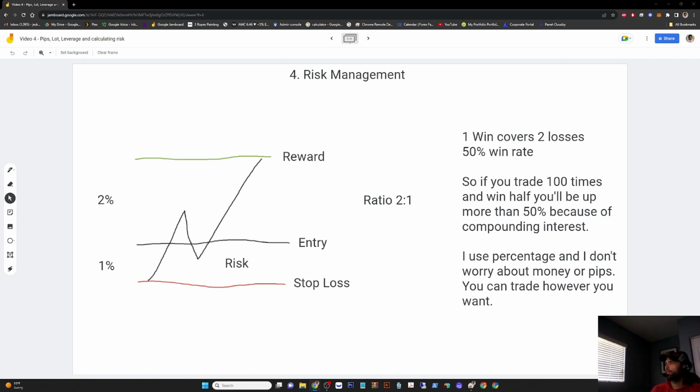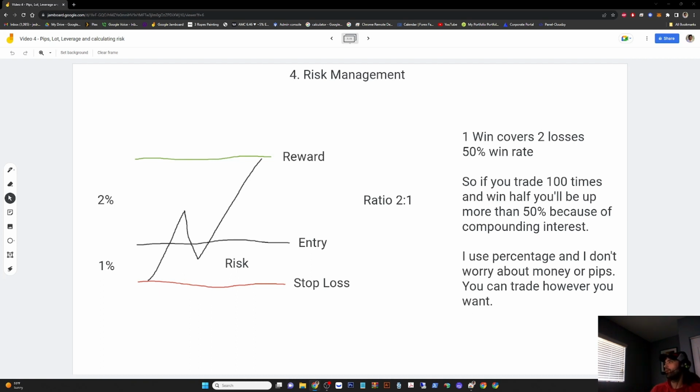With a 2-to-1 ratio, 1 win covers 2 losses. So if you trade 100 times and win half, you'll be up more than 50% because of compounding interest. Every time your portfolio goes up, the amount you risk and win goes up. I use percentage, and I don't worry about lots or pips. You can trade however you want. I use a system that calculates my lot size for me. I think the simplest solutions, as I've said before, are best. The less I have to worry about, the better.